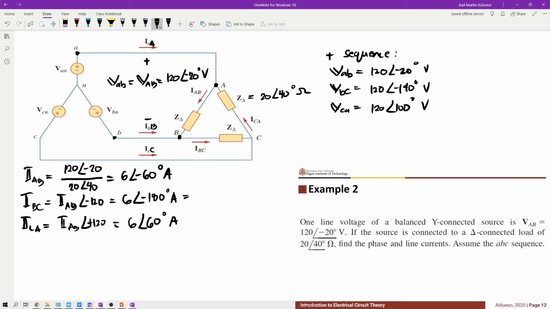Or you can get IBC and ICA the same way we got IAB. So we have IBC equivalent to VBC over Z delta. Then ICA is just equivalent to VCA over Z delta. So either of these steps, we will arrive with the same answer.